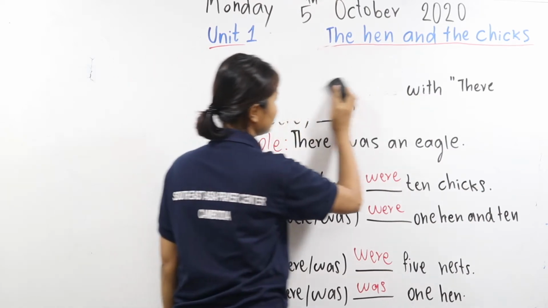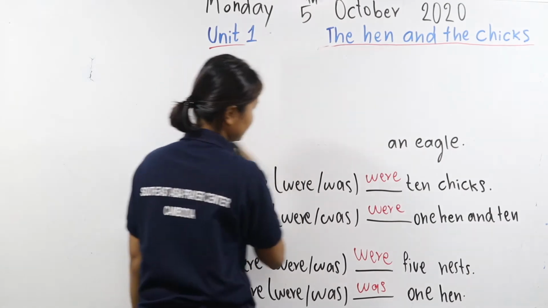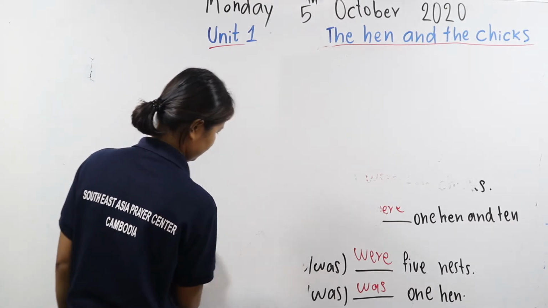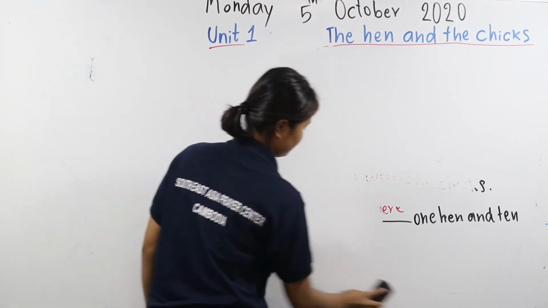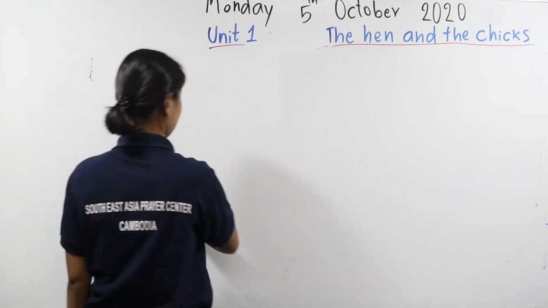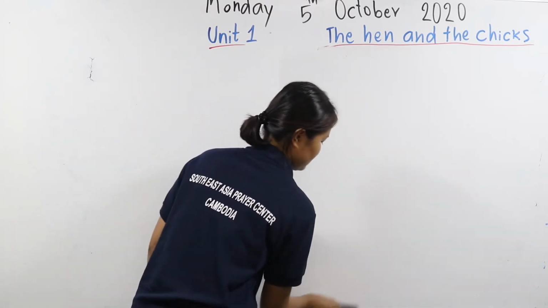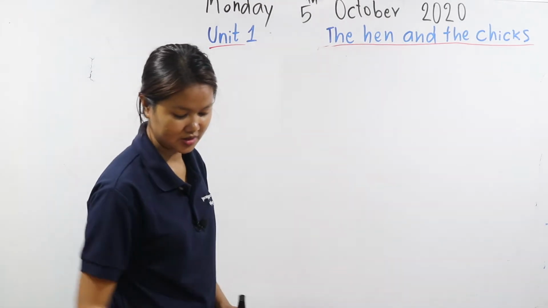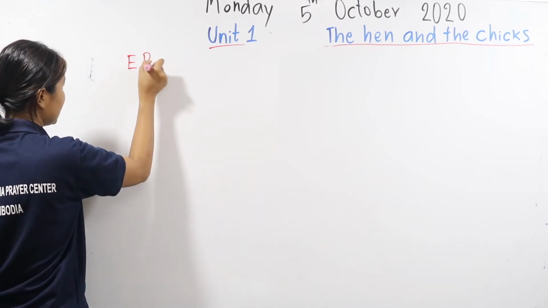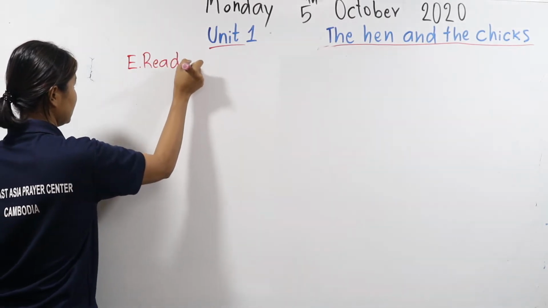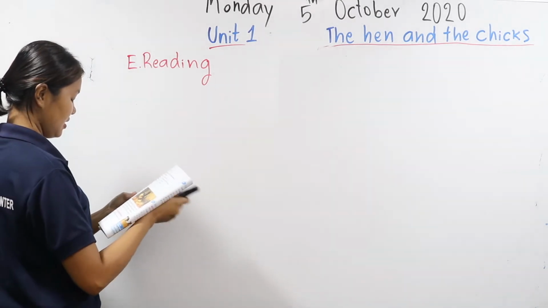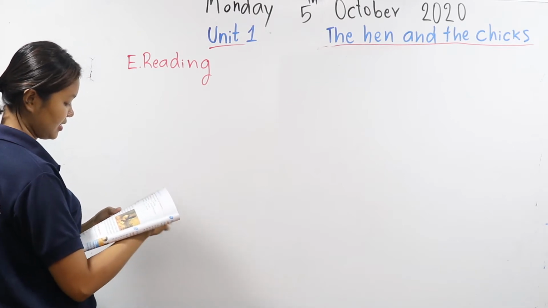I will just erase this and copy the text onto the whiteboard. Alright, here is letter E, reading. I think I'm gonna move here because our text is a little bit long also. The story about the hen and the chicks.